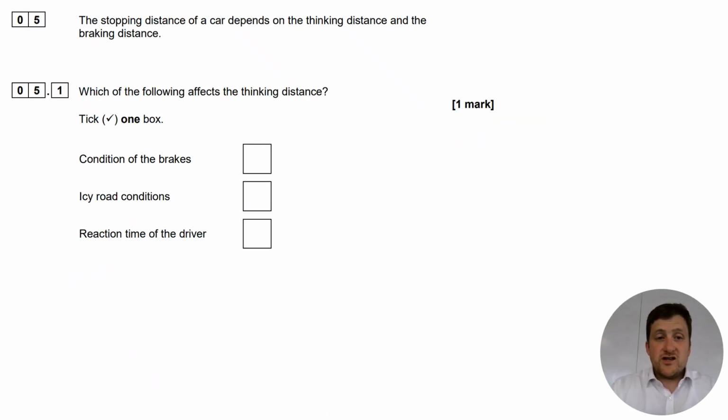Okay, stopping distance. It's good to give you an idea at the beginning of every question. We're talking about stopping distance, braking, thinking distance. And so 5.1, which of the following affects the thinking distance? Thinking is brain related. Brain and body, mostly brain really. Okay, are the brakes going to be affected by your brain? No, they're not. Are the icy road conditions? No, they're not. Is the reaction time of the driver, well, we're talking about the driver here, so absolutely yes it is.